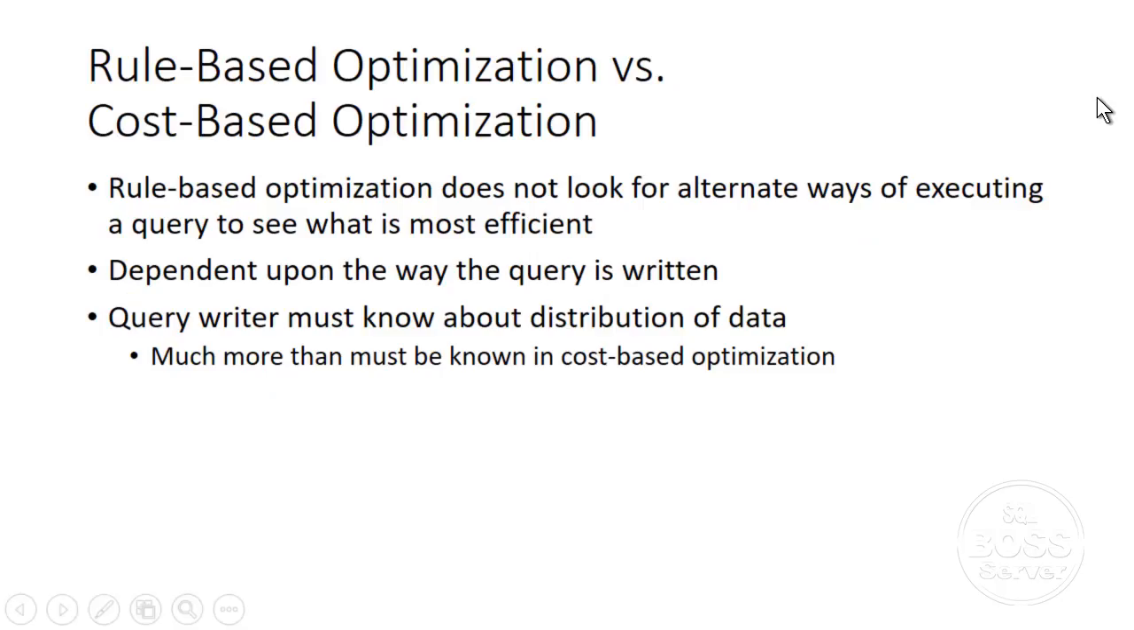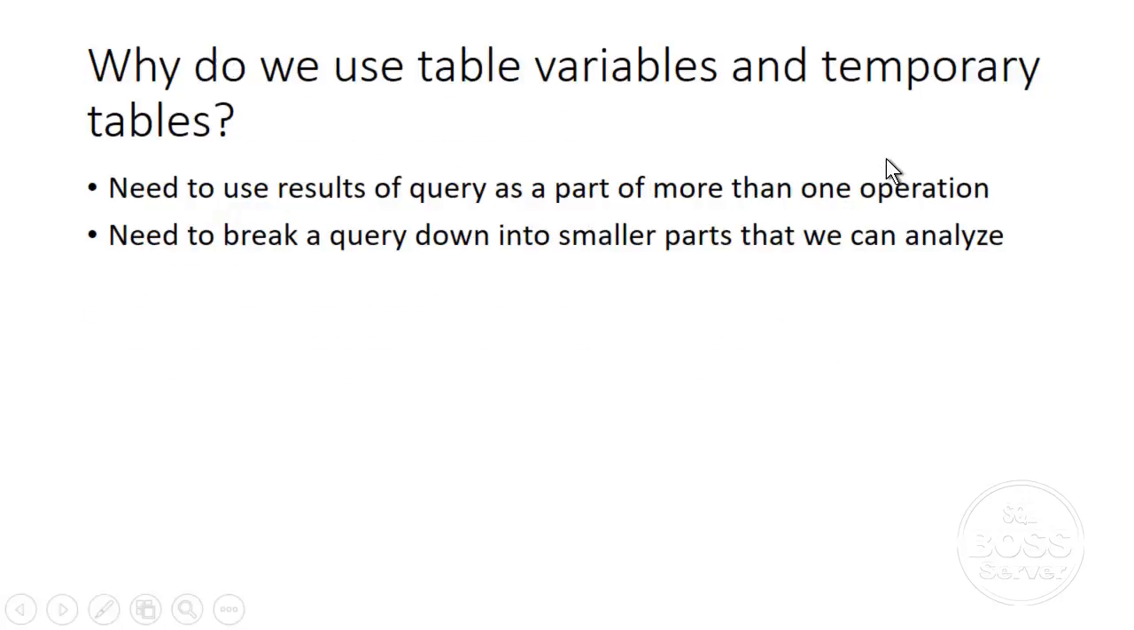Now, SQL Server uses cost-based optimization, but there is such a thing as rule-based optimization, which is what Oracle originally used. Rule-based optimization does not look for alternate ways of executing a query to see what's most efficient. It's dependent upon exactly the way the query is written. And if you write the query differently, to do joins in a different order, for example, it will execute the query differently. If you're the query writer, you must know about the distribution of data. You have to know much more about your data than you have to know to efficiently execute something in cost-based optimization scenarios.